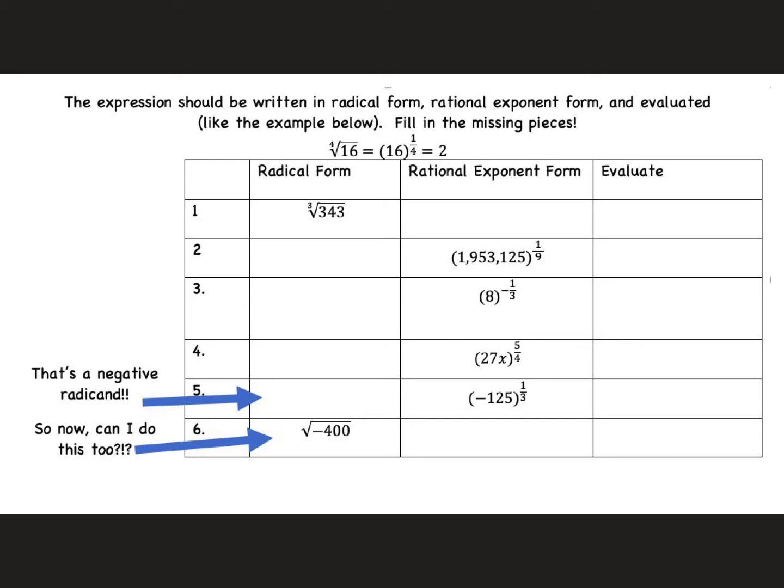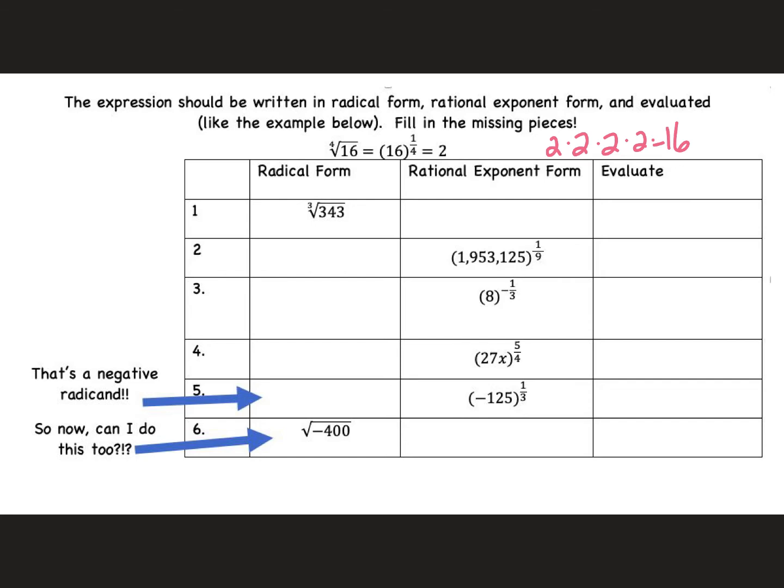It says the expression should be written in radical form, rational exponent form, and evaluated like the example below. Fill in all the missing pieces. So this is the 4th root of 16. 4 is the index, so notice it goes in the index spot. What's the exponent on 16? It's 1, so that goes on the top. So 16 to the 1/4 power is 2, okay? Because again, 2 multiplied by itself 4 times is equal to 16.